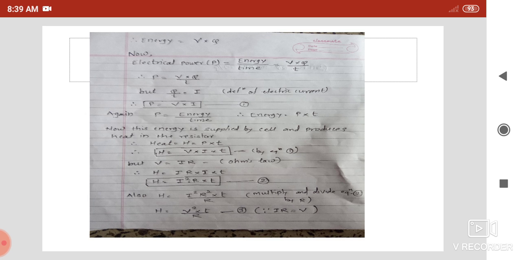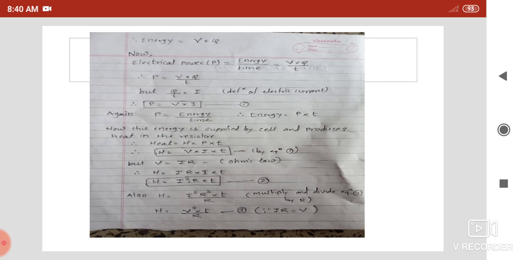After substituting the work, that is the energy VQ, upon time T. But Q upon T means the electric current, that is the definition of electric current: I = Q/T. After substituting that value, we get power is equal to V into I, P = VI. Now according to Ohm's law, V is equal to IR, so we get P is equal to I square R.